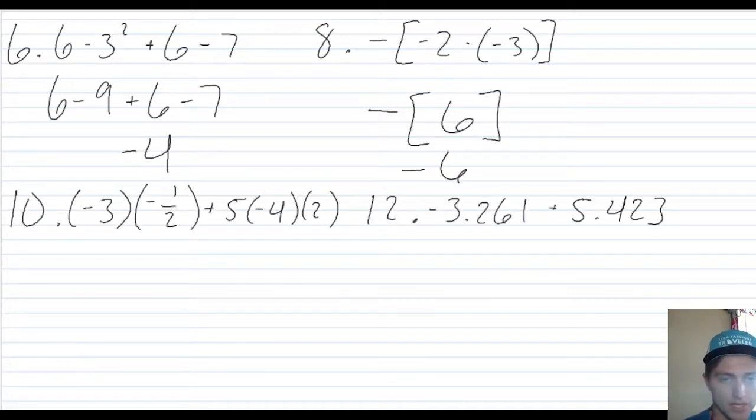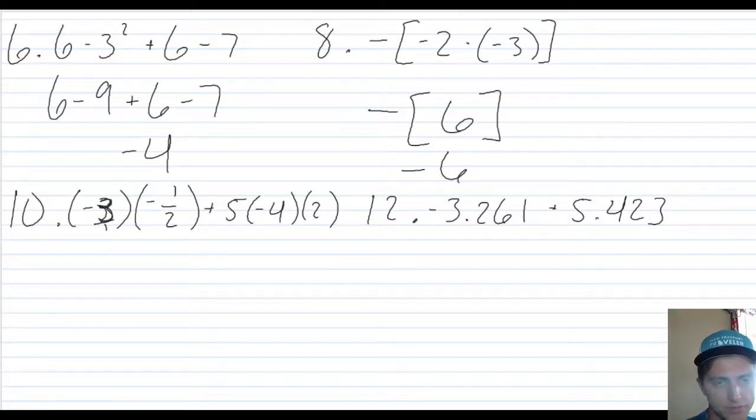Negative 3 times negative 1/2 plus 5 times negative 4 times 2. Parentheses, yes, but technically not because everything inside the parentheses is already simplified. When we say parentheses, we're talking about inside the parentheses. So there's nothing to do inside parentheses here. Exponents, no. Multiplication, division, yes. Negative 3 times negative 1/2. We can treat this as 3 over 1 times 1 over 2. 3 times 1 is 3. 1 times 2 is 2. So we got 3 over 2, and then we got 2 negatives.